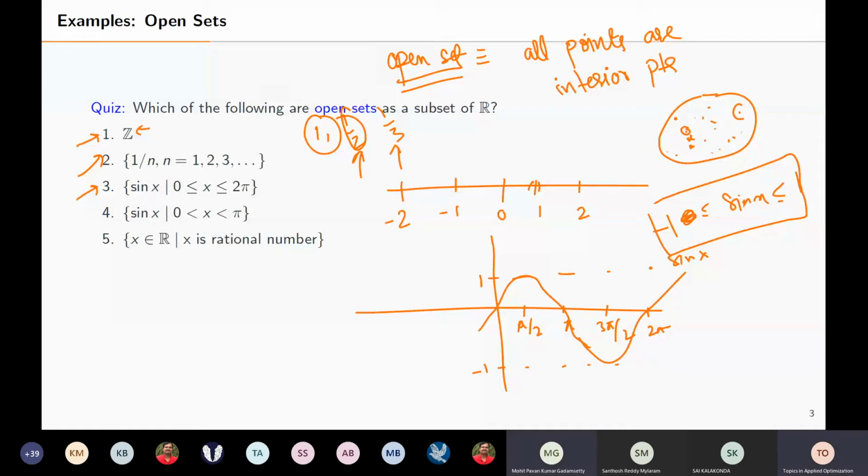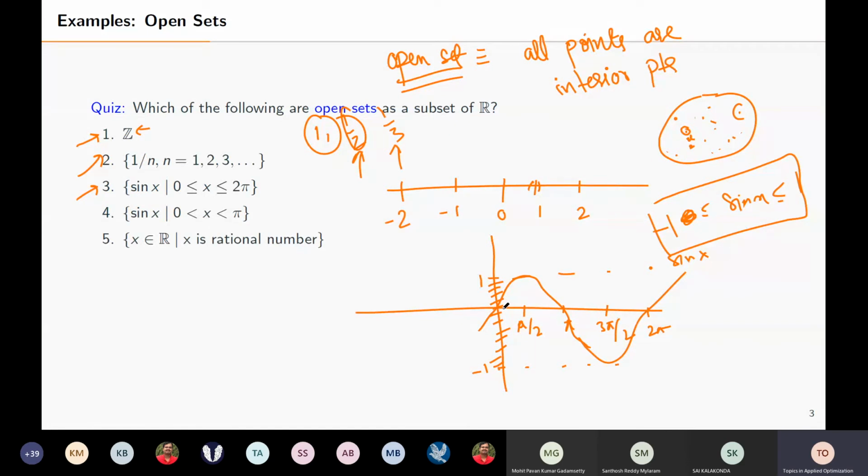So everyone sees this, right? You don't have to focus on the curve, you have to focus on these points. Sine is taking all these values.